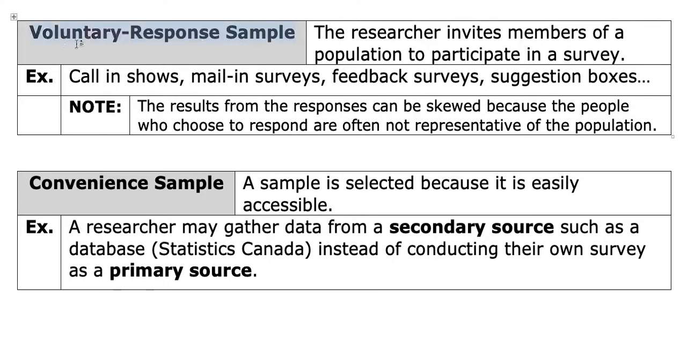Voluntary response sample. The researcher invites members of a population to participate in a survey. Call-in shows, mail-in surveys, feedback surveys, suggestion boxes are all examples. But note that the results from the responses can be skewed because people who choose to respond are often not representative of the population. For example, if there was a suggestion box at a Wendy's, the entries are likely to be of people who have extreme views, or they were emotionally triggered enough to fill out a survey form about the quality of their meal.